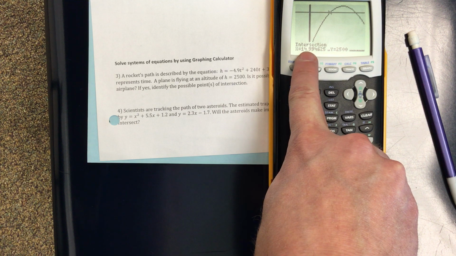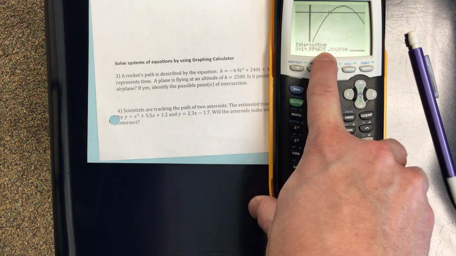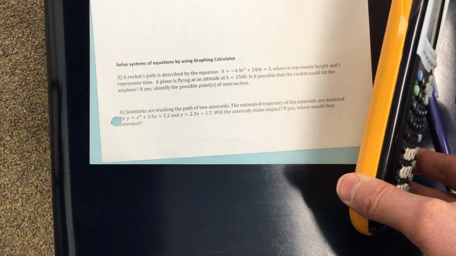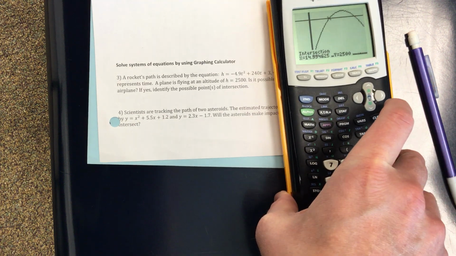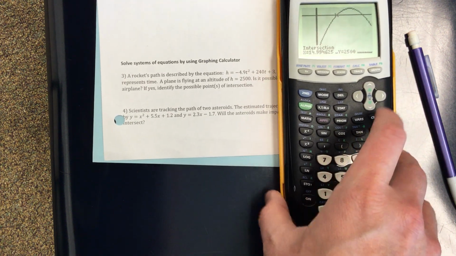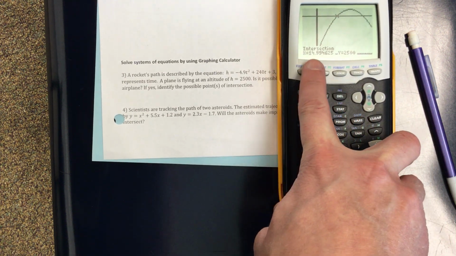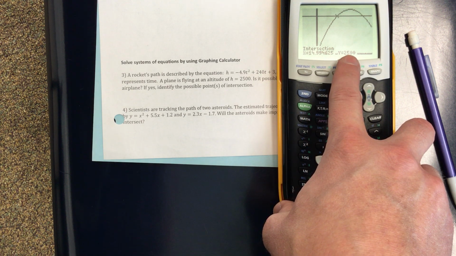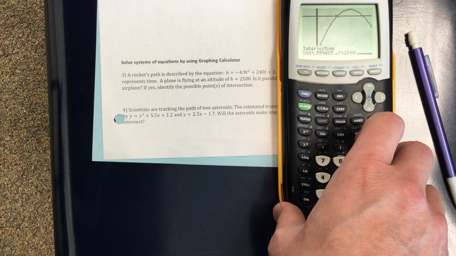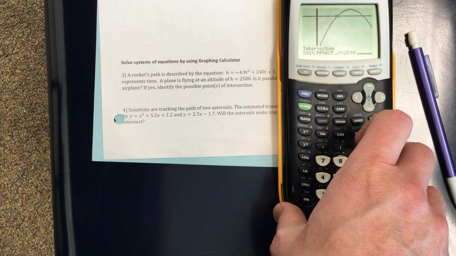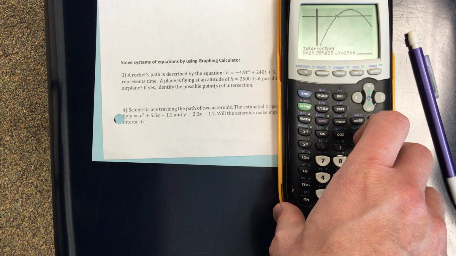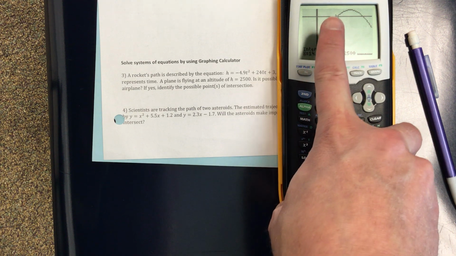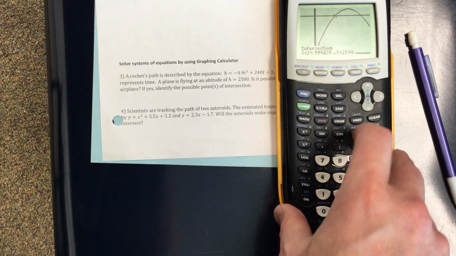Now it should say intersection, and this would be the time, right? T is time, and T represents time. It doesn't say, but we'll say seconds. So after about 15 seconds, the rocket is the same height as the airplane. Okay, so it's possible for the rocket to hit the airplane. So that's one of the two intersections. We need to come up with the other one.